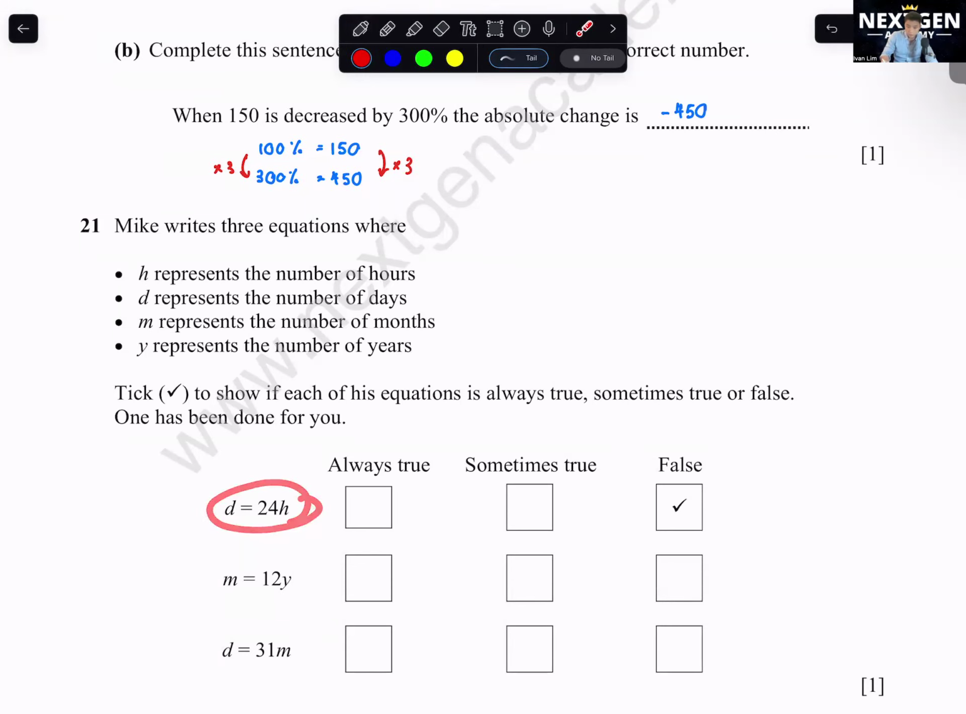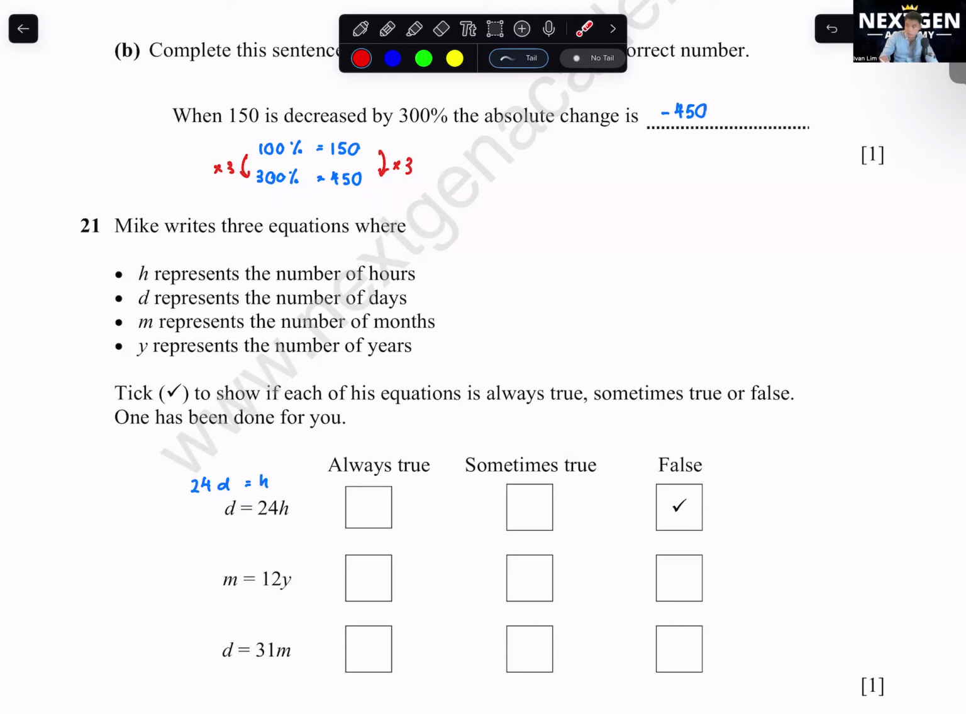Okay, the correct equation will be 24D equals H, because the number of hours is you multiply the days by 24. This is how we understand, or how we convert the word statement into an equation.